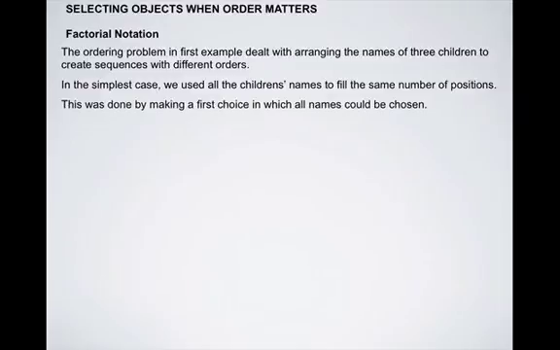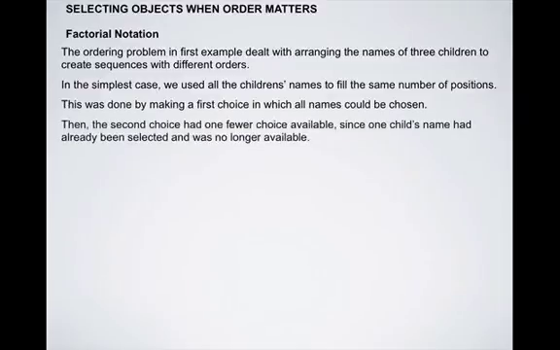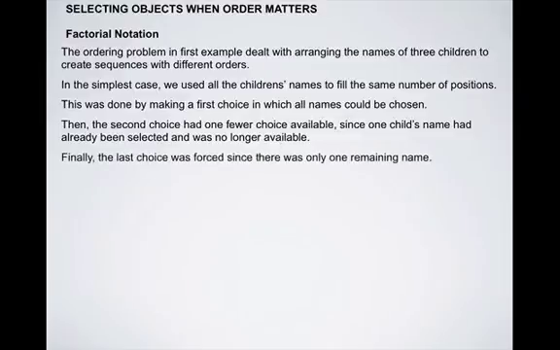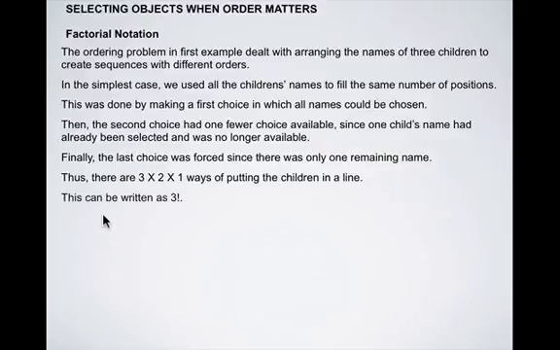This was done by making a first choice in which all the names could be chosen. Then the second choice, there was 1 fewer choice available since the first child's name had been already selected and was no longer available. And finally, the last choice was forced on us because there was only 1 remaining name. And so, thus, there are 3 times 2 times 1 ways of putting the children in line. And we're going to write this 3 times 2 times 1 as 3 factorial.